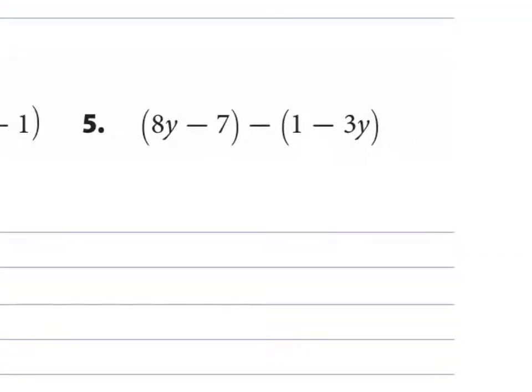For 5, we have 8y minus 7 minus 1 minus 3y. So we have to rearrange these terms in that second set of parentheses so where their like terms are on top of each other. So 8y minus 7 goes on top, minus parentheses. The 3y is going to go first. The sign in front of it's negative, so it's negative 3y underneath the 8y. And that 1 is a positive 1.